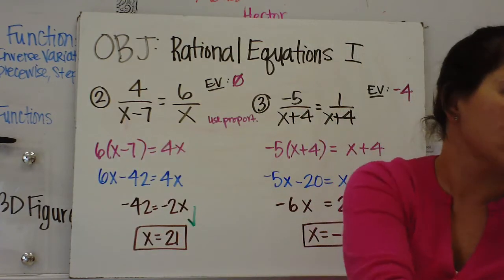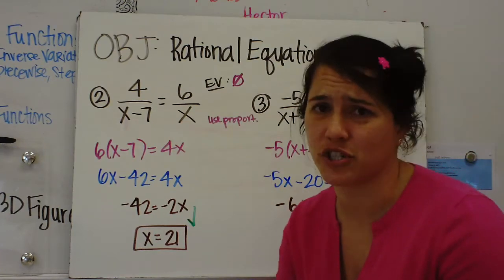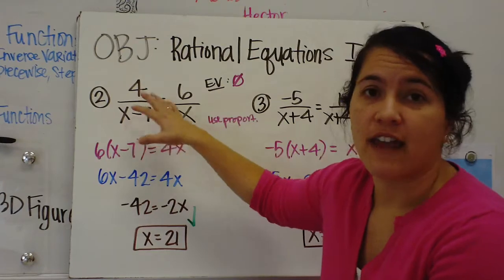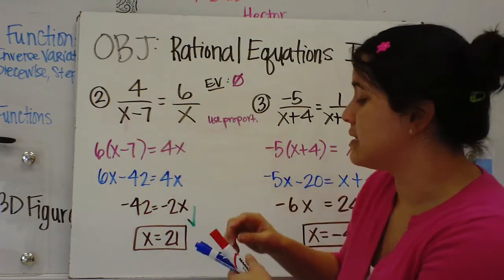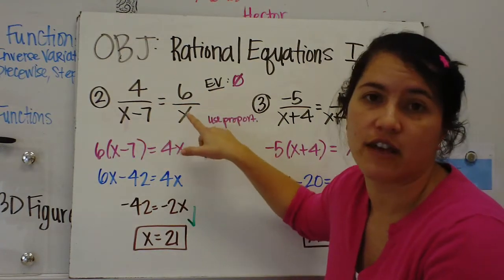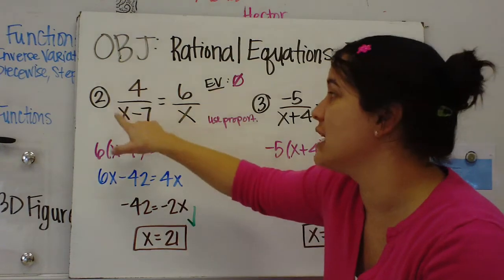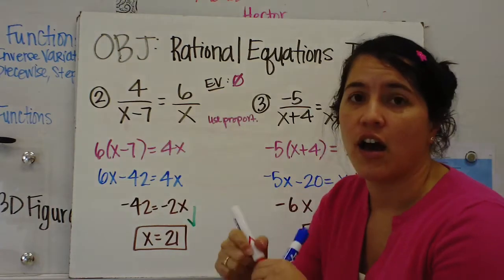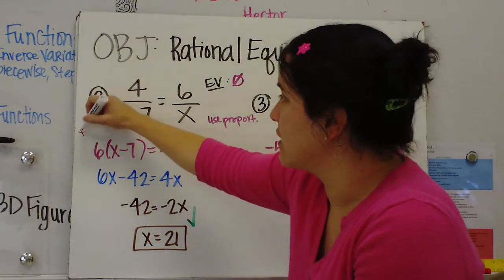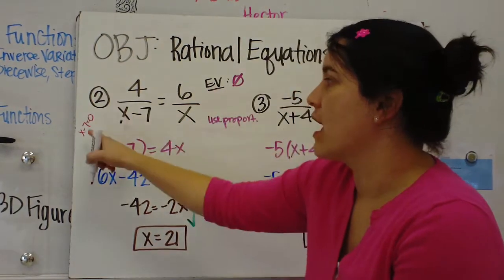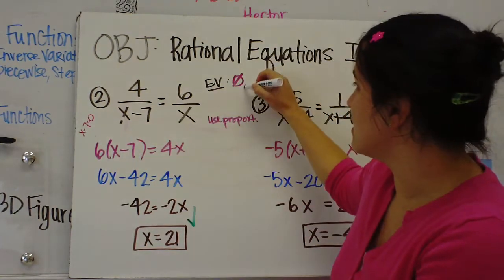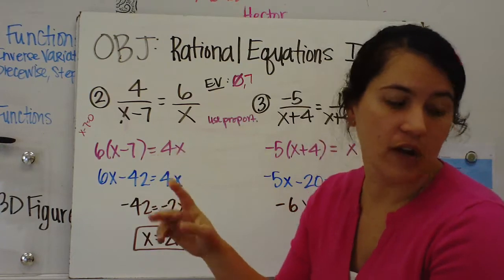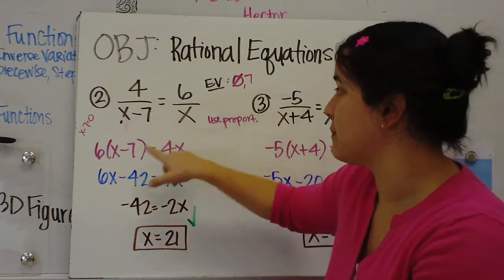So I'm going to skip number 1, because number 1 is just a proportion problem, and go to number 2. And so here it is. The excluded value is going to be 0 right here, because if x is 0, that would make it 0, and right here, the excluded value is when this entire expression would be 0. So when x minus 7 would equal 0. And that is when x is 7. So those are your two excluded values for number 2. When x is 0 and x is 7.